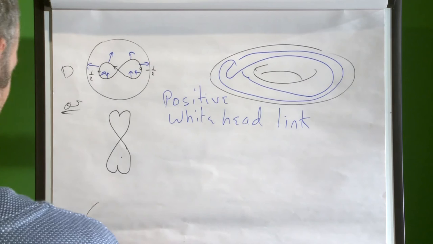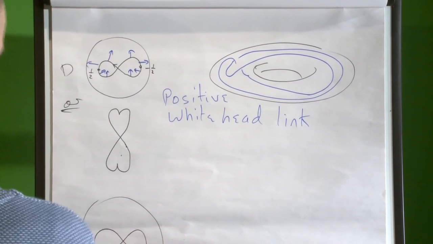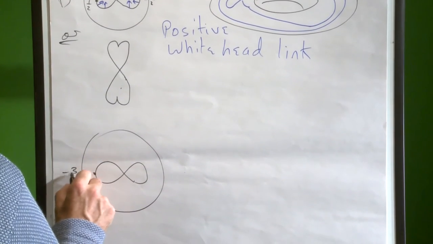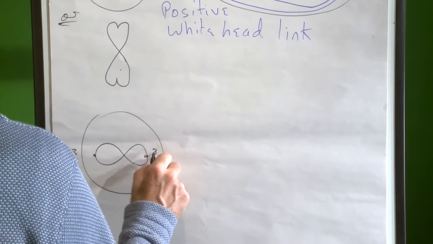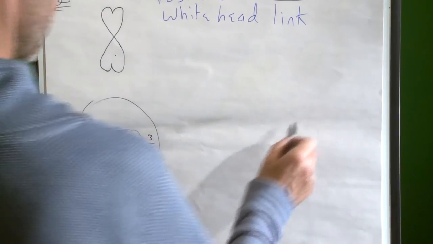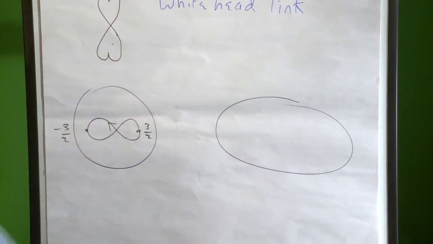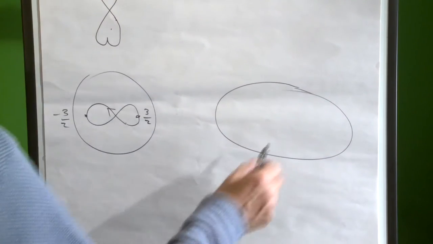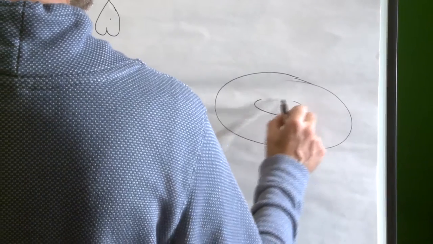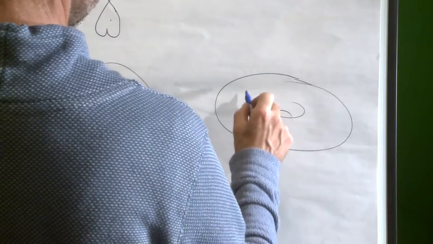I guess as a last example, let's look at the negative whitehead link. Well, it looks kind of similar if you do it in the way I've just done it here, except here you've got to spin through minus 3 over 2, and here you've got to spin it through plus 3 over 2. Again, I'm fixing the orientation in that direction. And again, you use the normal all the way around, then you do your spin and then continue along in the normal the other way around. What you get in the torus is, let me, that's a bit better. The torus here, you get exactly the opposite.